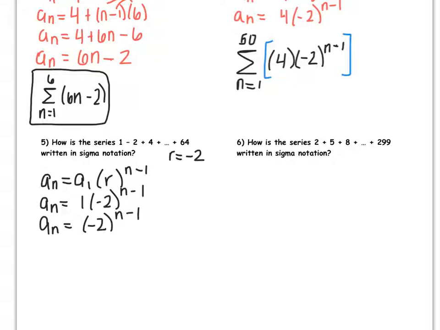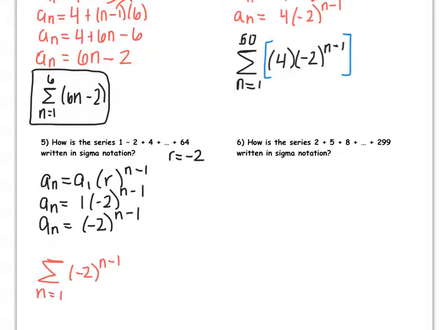So again, if we're writing it in sigma notation, we're going to start with n equals 1 on the bottom. The explicit formula will go here. And then the last thing that we need on top is just the number of terms that we have. But that could be a little hard to see because you see how there's dot, dot, dot? That means there are some terms in between. So now you have two choices. You can count the amount of terms and keep following the pattern until you get 64, or you could solve for n using this formula.